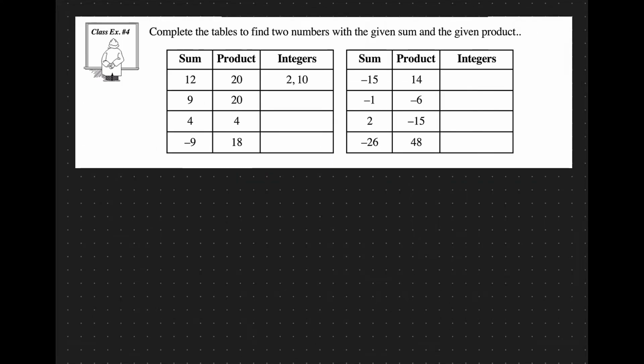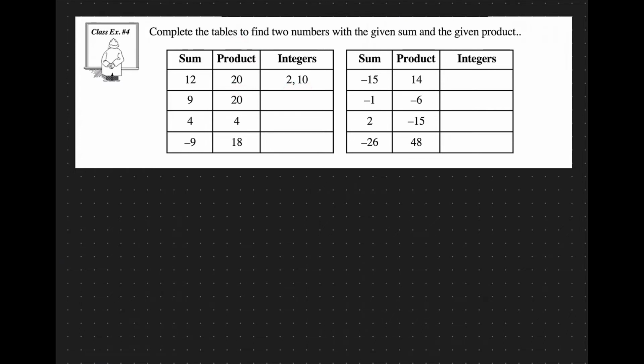Okay, let's take a look at this class example 4. So they're giving us a table and asking us to complete it. In the left-hand column right here, we've got the sum of two numbers. And in the middle column, we've got the product of two numbers. So the sum is when we add these two together. So 2 plus 10 equals 12. And the product is when we multiply things together. So 2 times 10 equals 20.